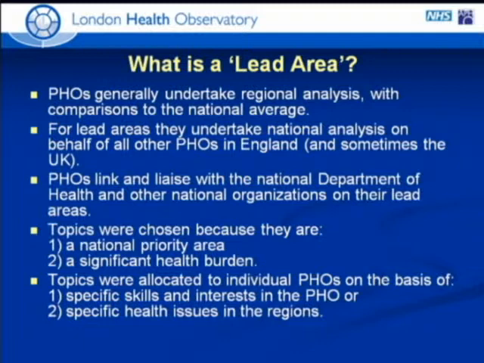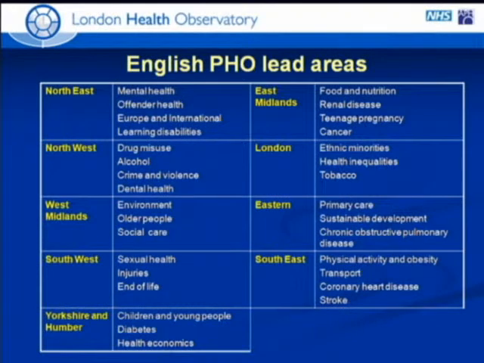They were allocated to individual PHOs either on the basis of specific skills and interests or because that topic was a specific issue for that region. So this is just an outline of our lead areas. As I said, we've got ethnic minorities, health inequalities and tobacco. But some of the other areas, like the northwest of England, for example, has drug misuse and alcohol among their lead areas, and that's largely because that's the area of England that's got particular problems in those areas.